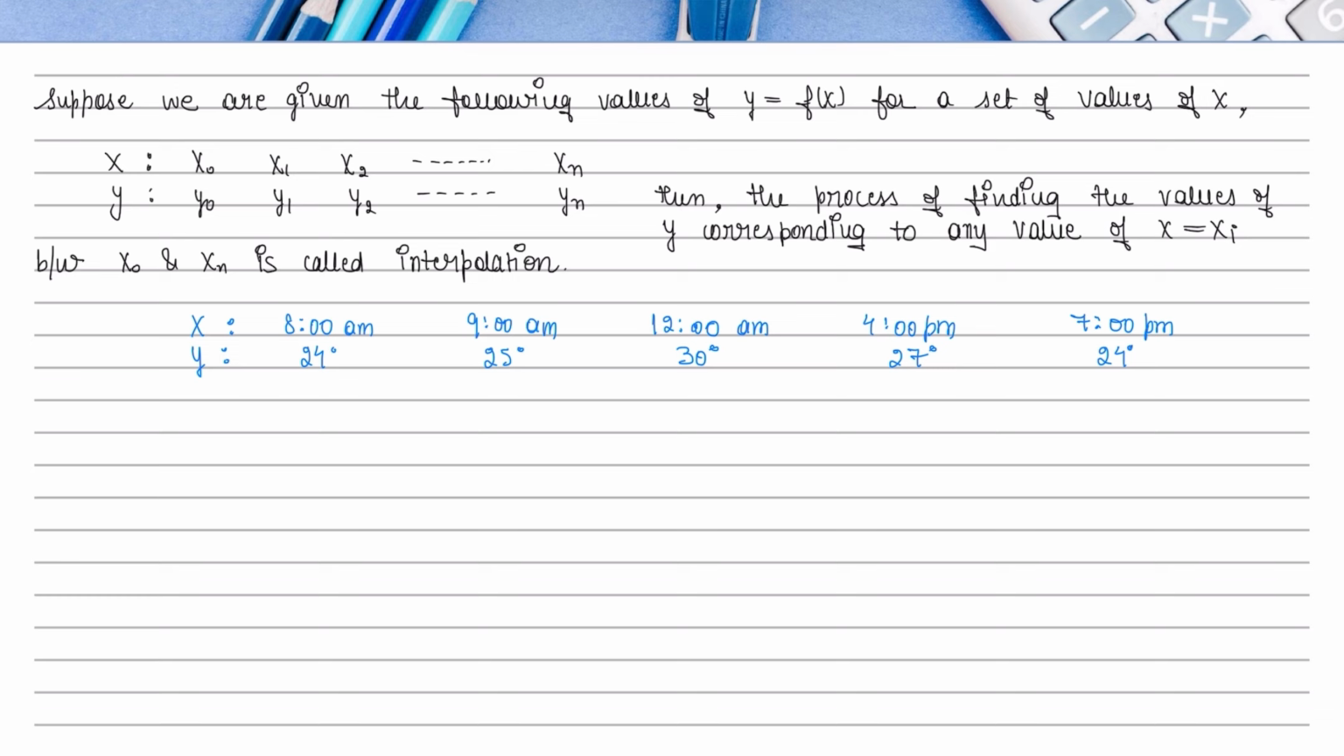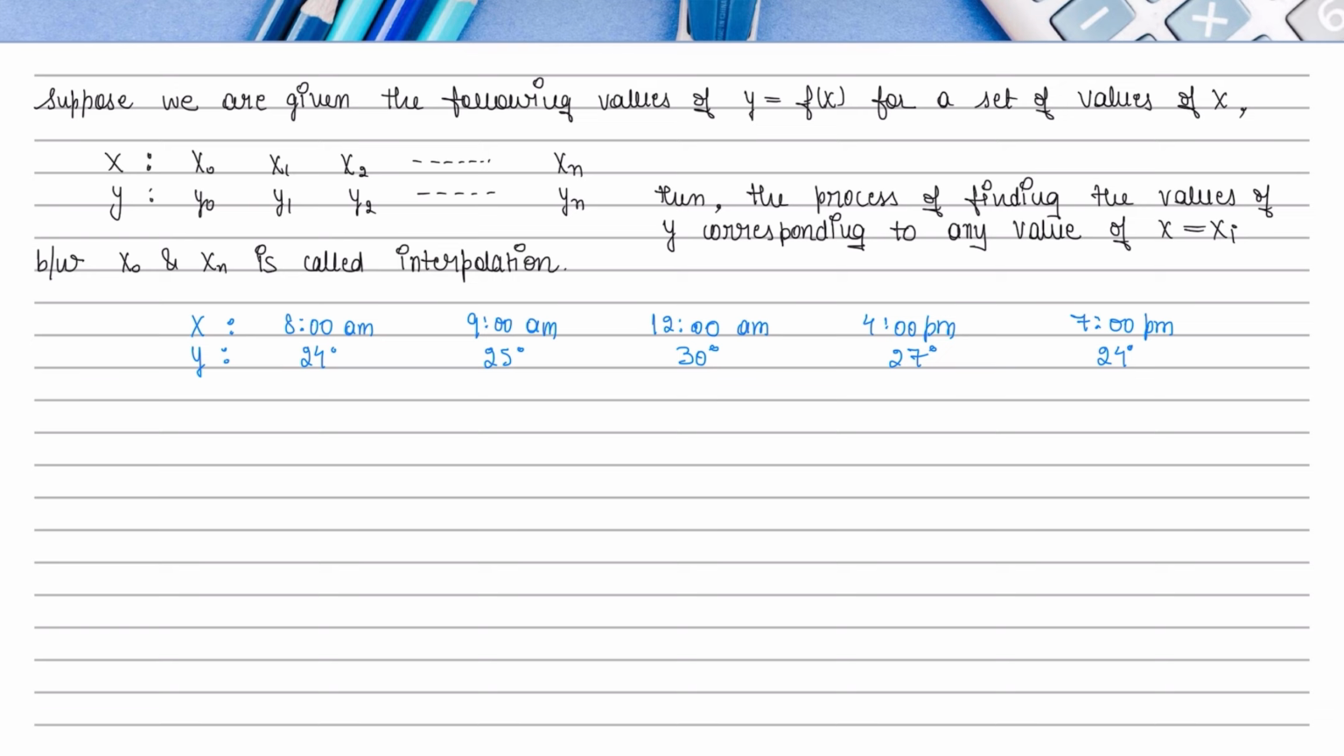And if we already know the function f of x, then it is very easy to find the value of y corresponding to any value of x. But if the form of f of x is not known to us, then it is very difficult to determine the exact form of f of x with the help of this tabulated set of values. In these cases, we replace the function f by some simpler function, let us say phi of x, which assumes the same values as those of f of x at the tabulated set of points.